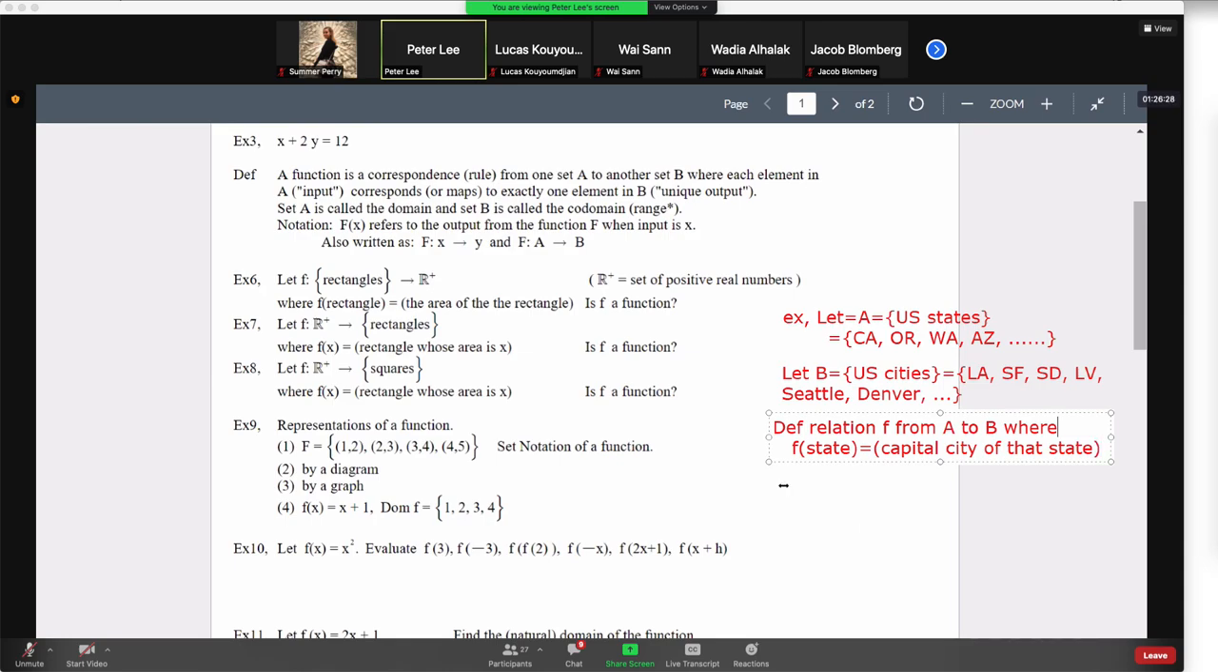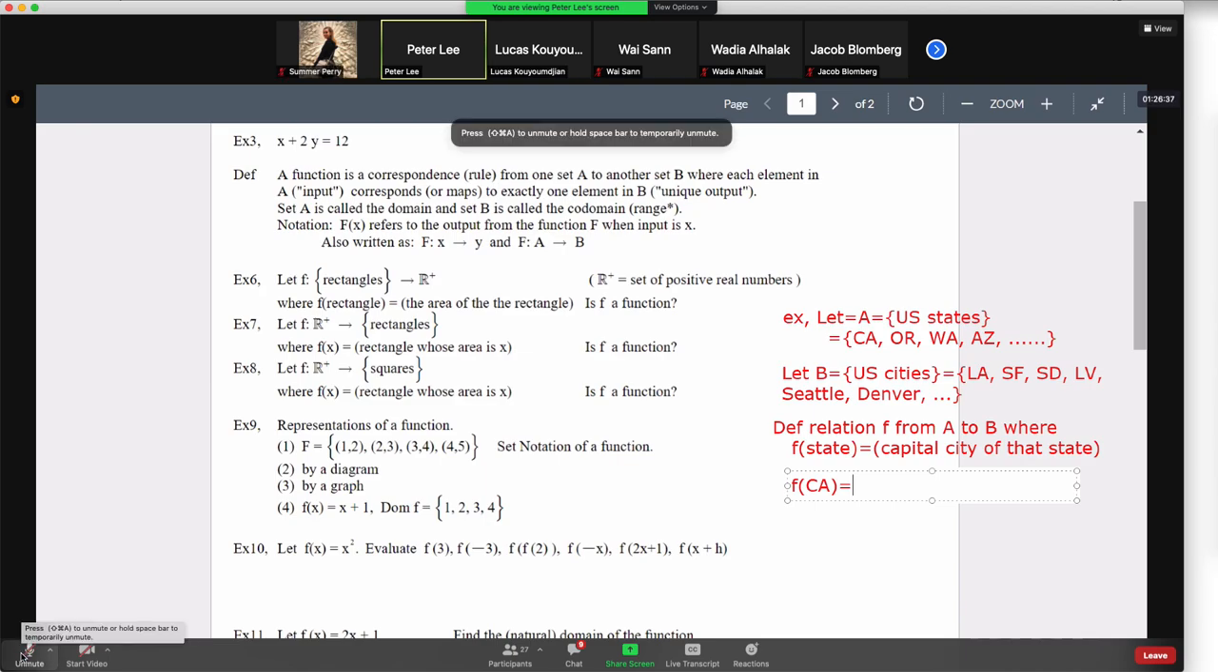So, for example, what is the capital of California? Do you know the capital of California? Sacramento. Is it Los Angeles? No, it's not Los Angeles. You're right, it is Sac. For those of you who don't know what Sac is, it's Sacramento. We call it Sac, right? Now this function out here, is that a function?